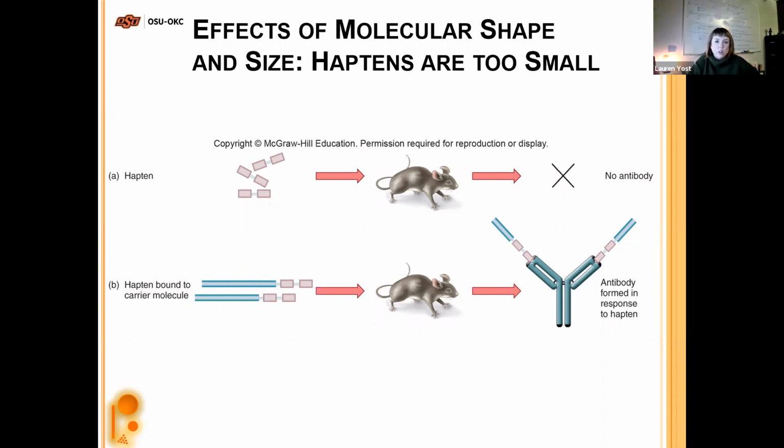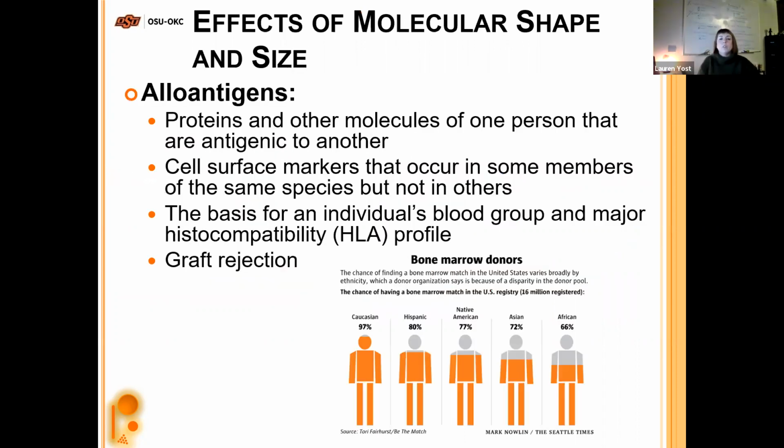That includes a lot of toxins. In the case of tetanus toxin, we have to have it stuck to a whole bunch of other toxins. It's usually Tdap, right? It's tetanus, diphtheria, and pertussis toxins all stuck together to help each other be recognized by your body. So alloantigens, these are proteins and other molecules of one person that are an antigen to another.